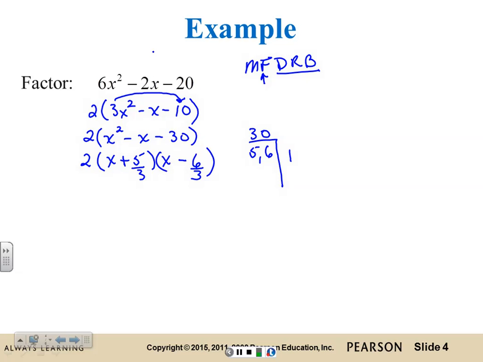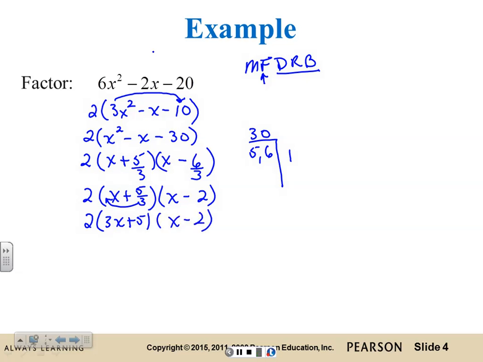And then we're going to reduce, if we can. Now this first fraction won't reduce, so we're just going to leave it alone. But this second fraction will reduce to 2. 6 divided by 3 is going to be 2. And then your last step, if there is a denominator, we're going to bring it up front. So you're going to have 3x plus 5 times x minus 2. And we factored that trinomial.